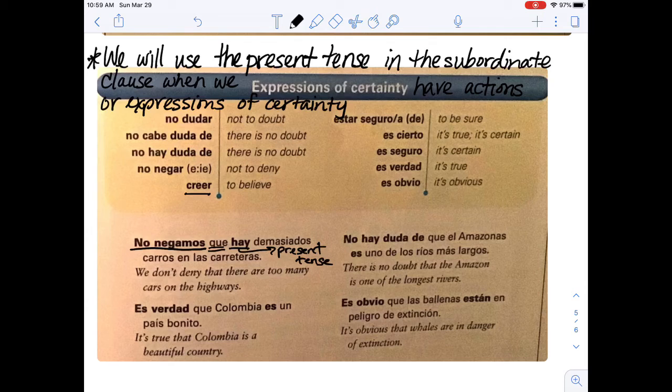Okay? So we're saying that there are. If it was the present subjunctive, then maybe this wouldn't be there. If we took out the no, now we're denying, then we would have to change this to haya. Okay? But that's not the case. We're not saying that we deny, we're saying that we don't deny. And that is considered an expression or an action of certainty. So we're using the present tense.